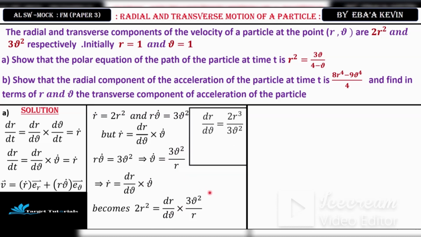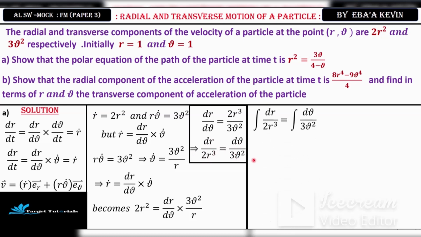For which at this level we are simply going to do what? First simplifying, we are going to obtain dr/dθ to be equals to 2r³ divided by 3θ², for which you can therefore separate variables. Separating variables, we are going to obtain dr divided by 2r³ to be equals to dθ divided by 3θ² actually.